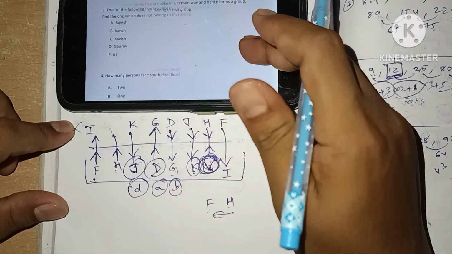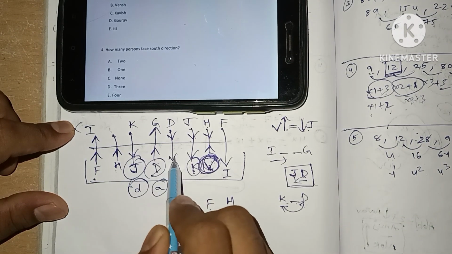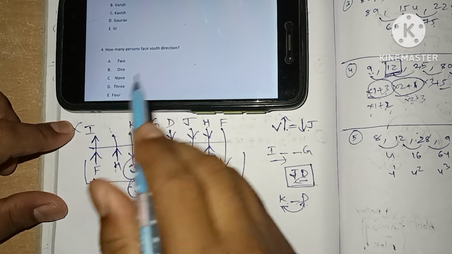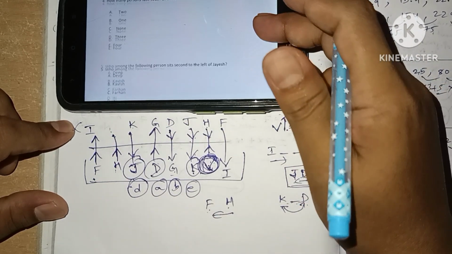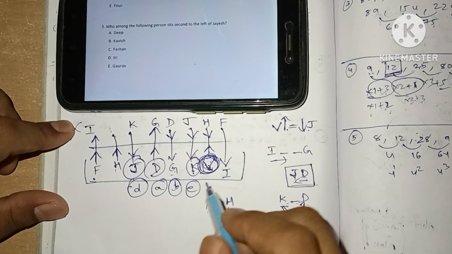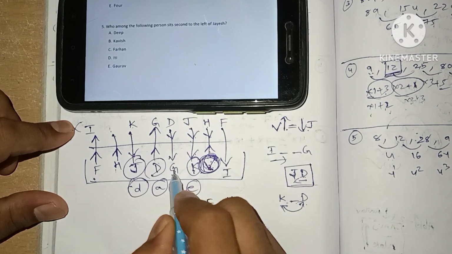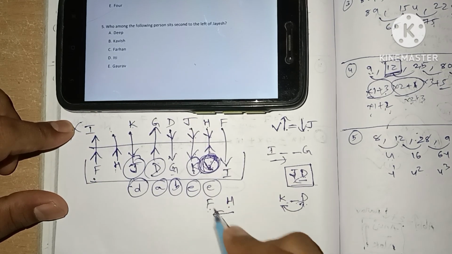Next one. Fourth question. How many persons face south? 1, 2, 3, 4. 4 people are facing south. So option E is our answer. Fifth question. Who among the following persons sits second to the left of Jayesh? Second to the left of Jayesh is Gaurav. Option E is our answer.